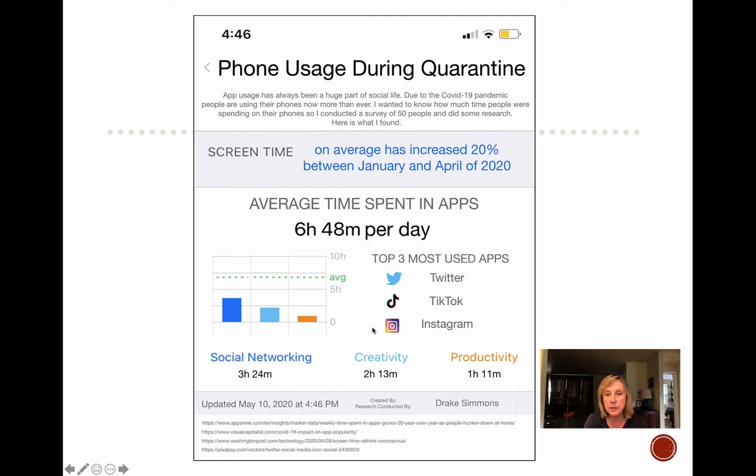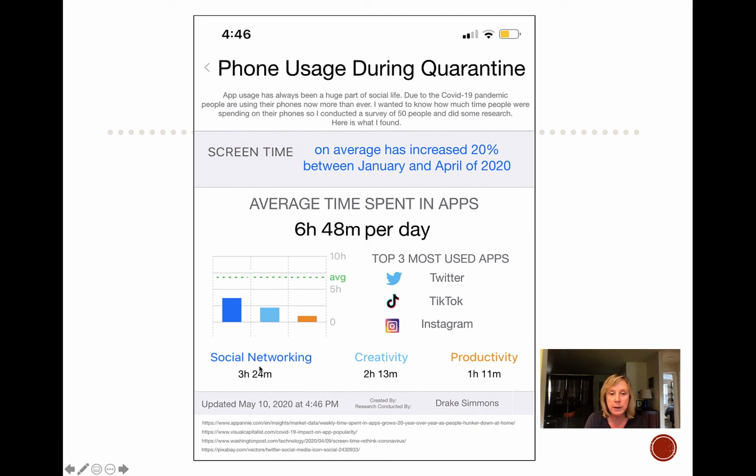The top 3 most used apps. But here's the bar chart comparing the average time students spent. Social networking in blue, creativity in light blue, and productivity in orange. So we've got these three things along the bottom, 1, 2, 3. And along the side, we go from 0 to 10 hours a day. So 5 hours a day is the middle, and then he's got a line for the average amount of time. So it looks like it's something around 7 hours. Nobody is reaching that average.